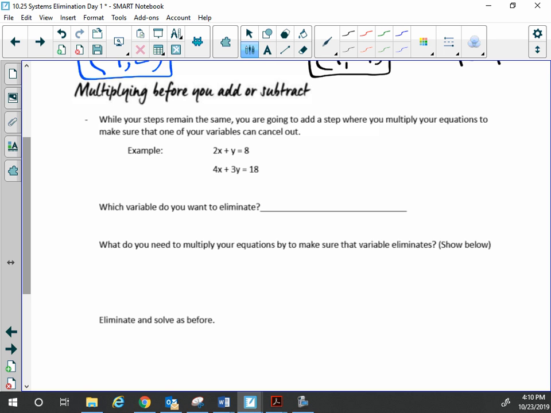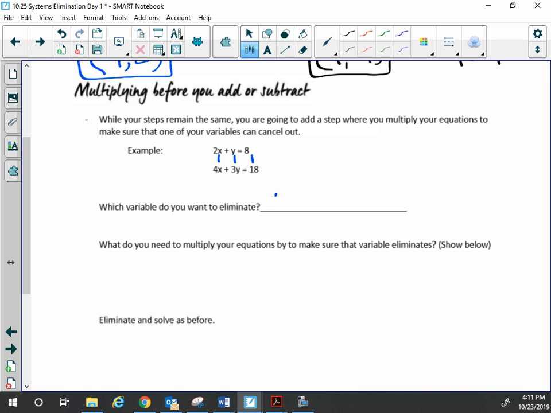So looking at this first example, while your steps remain the same, you're going to add a step where you multiply your equations to make sure that one of your variables can cancel out. So these equations are almost set up for substitution, and if you really wanted to, you could use substitution, but elimination is typically a faster way to solve. And since I already have my variables lined up, there's possibly a way that I could eliminate. So I could either eliminate x, or I could eliminate y, either way.